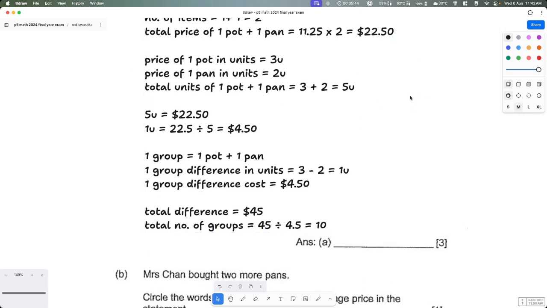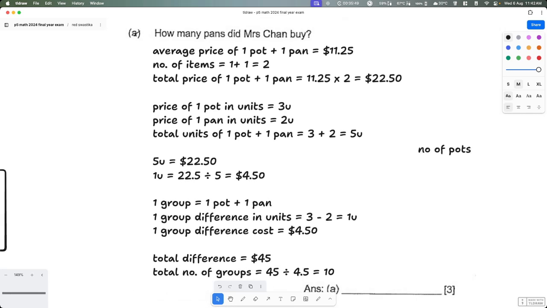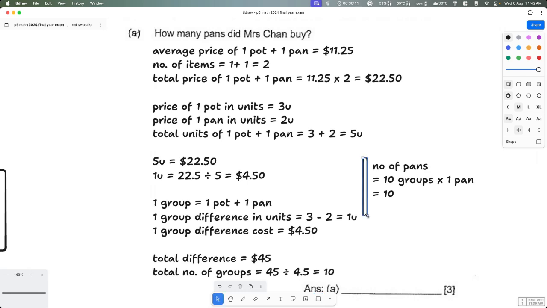So in conclusion, the number of pans we're looking for is equal to 10 times 1. Since in one group there is one pot and one pan, it will become 10. So 10 groups times one pan. So I'm going to draw a line like this. So the answer to this is 10 over here.